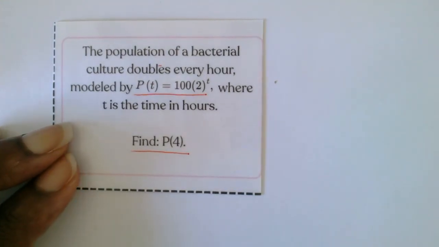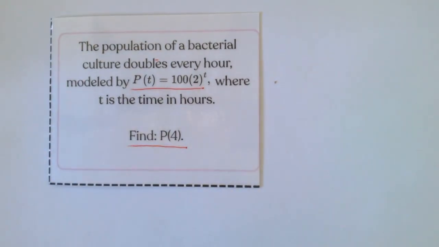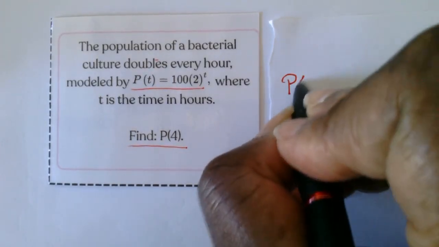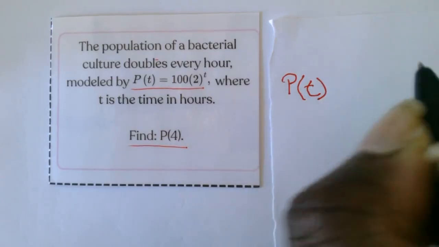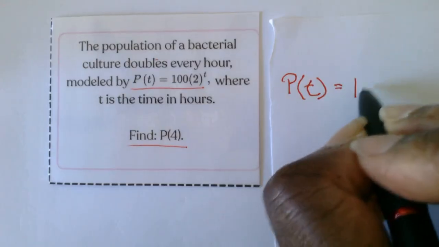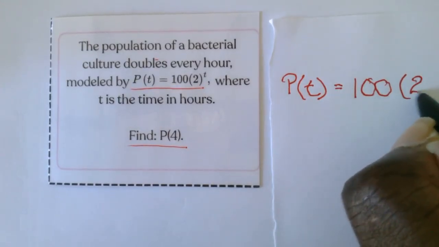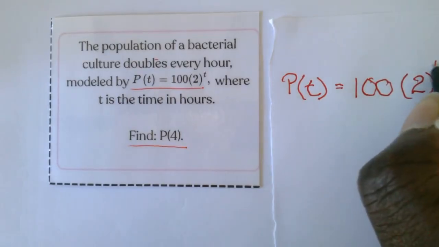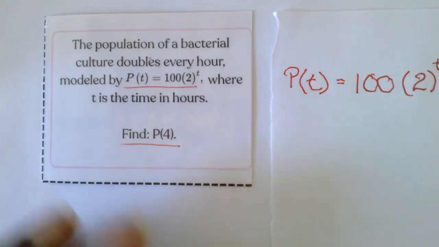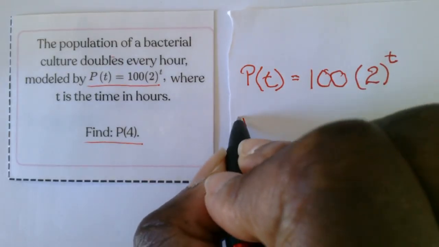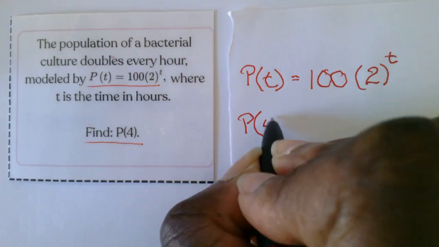Well, the equation, if I may right here, is your P of T is equal to 100 times 2 raised to the T. And we want you to find what is P of 4.